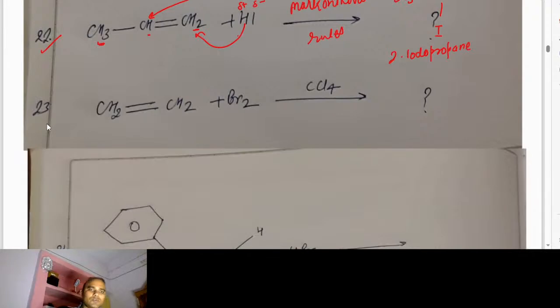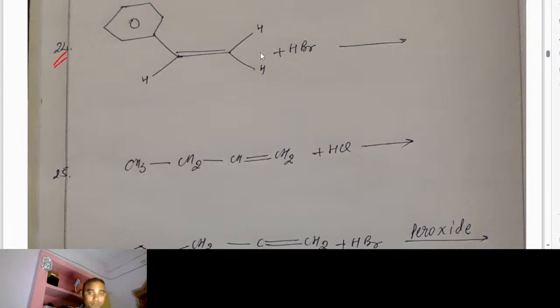Next question: here carbon tetrachloride is there and 2 bromines are there. So one bromine will go with each carbon, and a dibromoalkane will be forming, student. So here is Br and this side is Br. It is very simple, we are not wasting time on it. Question number 24.